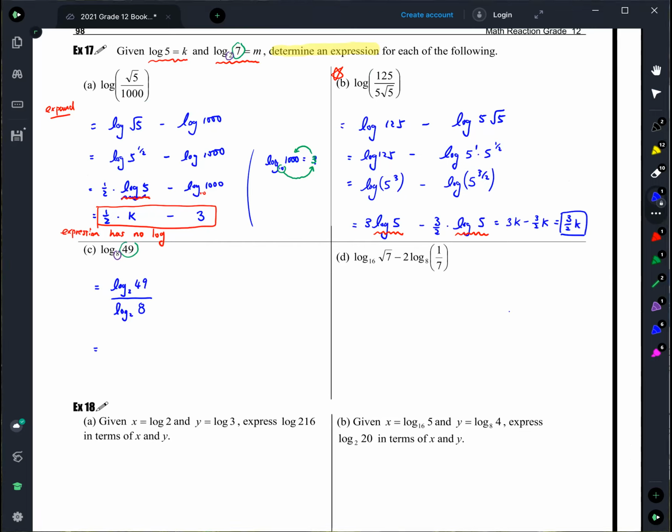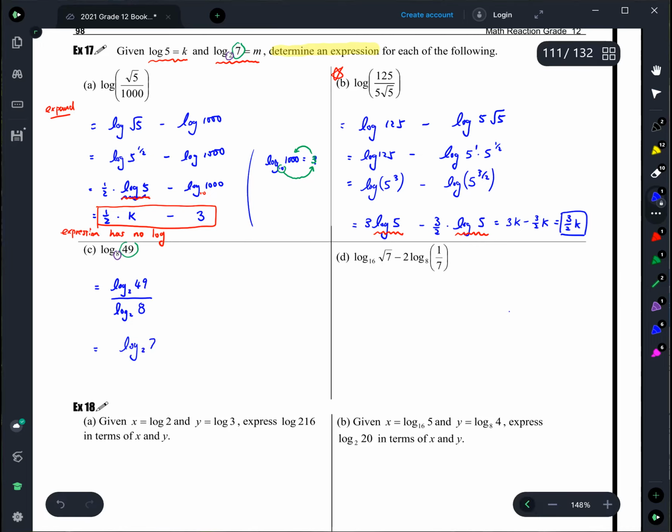Now we can still do something. The 49, like Chris told us, 49 has to do with 7. How can we rewrite 49 using 7? Caleb, how do we rewrite 49 using 7? We can change it to an exponent. Yeah, how do we write that out? Log base 2 of 7 to the power 2.